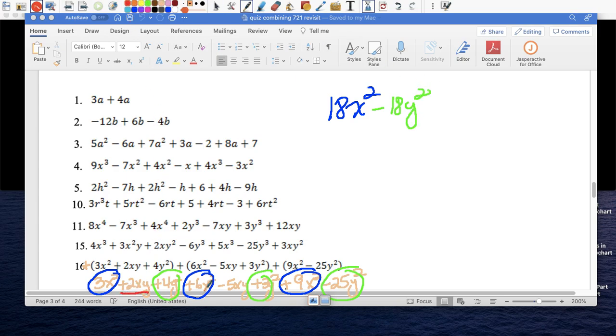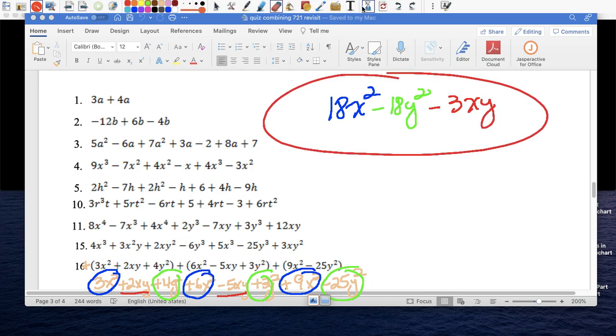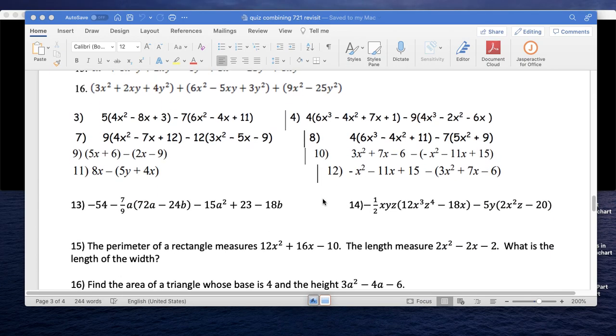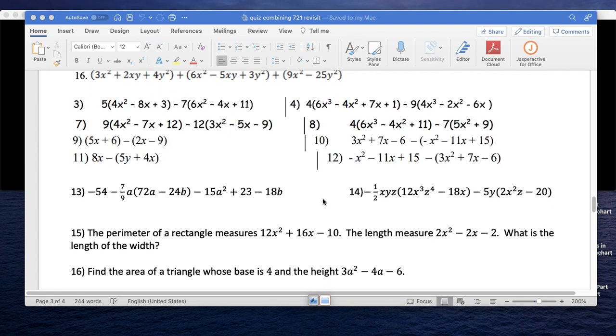XY, this is an XY, this is an XY, and there's only 2 XY, good. So it's 2 and minus 5 gives you negative 3 XY. And that's the final answer for that one. Okay. Now the next section, I'm pretty sure is subtraction, if I remember correctly. Yes, it is. So a little bit of subtraction with a little bit of distributive property.